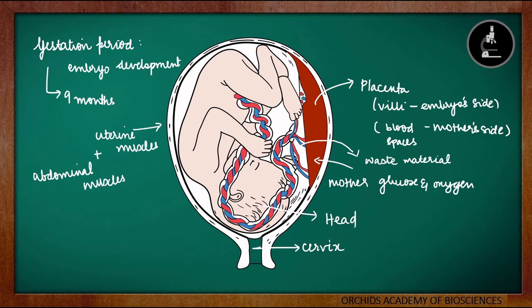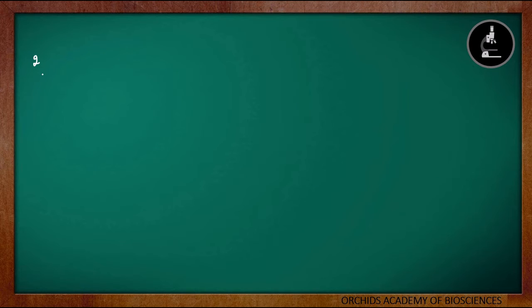So far we have seen what happens if the egg is fertilized and how it results in the birth of a new organism. Now, what if the egg is not fertilized? If the egg is not fertilized, then this egg lives or remains alive for approximately 1 day.